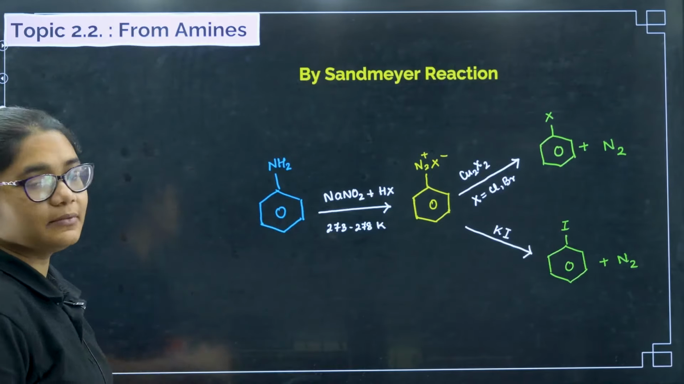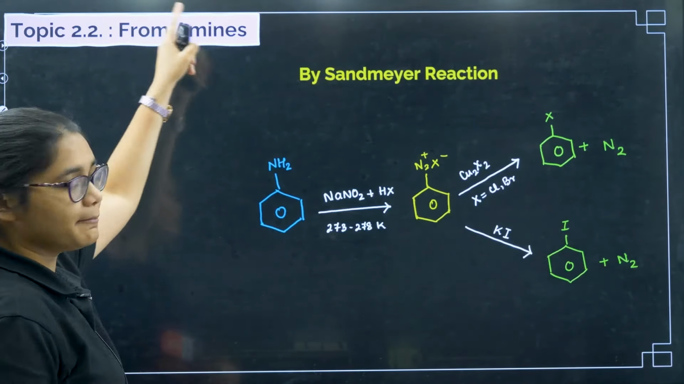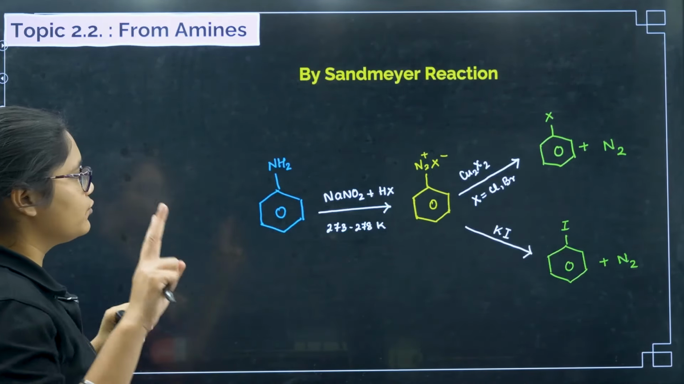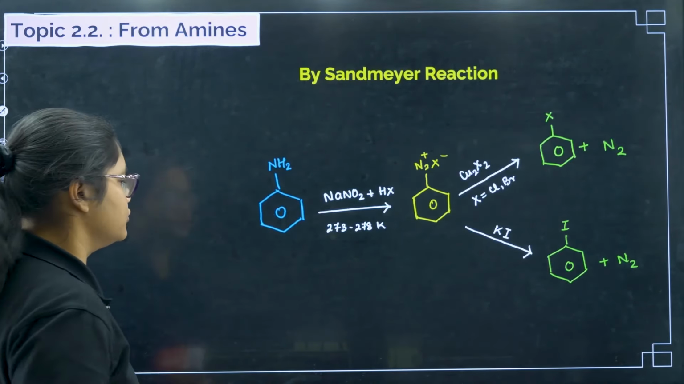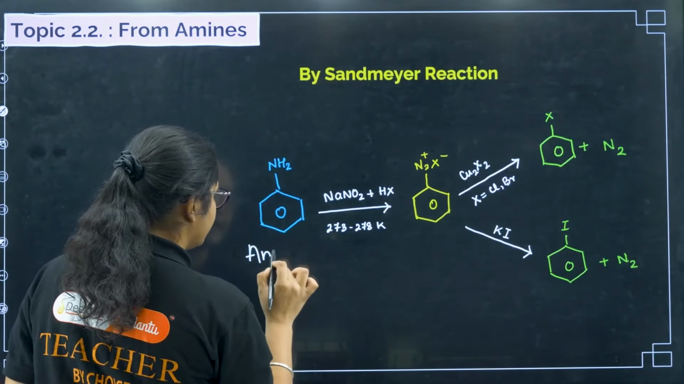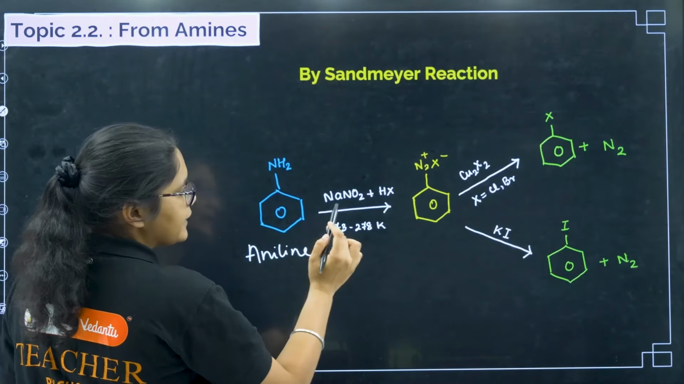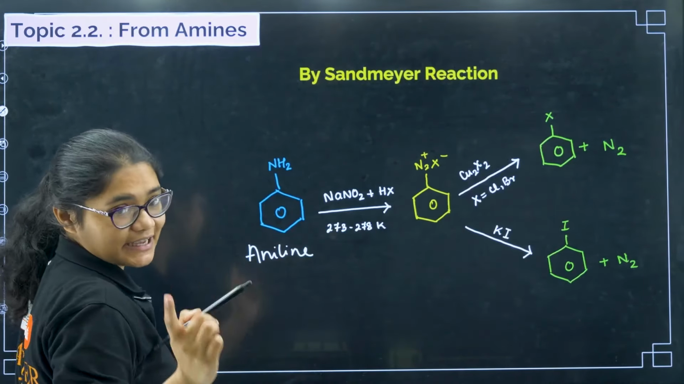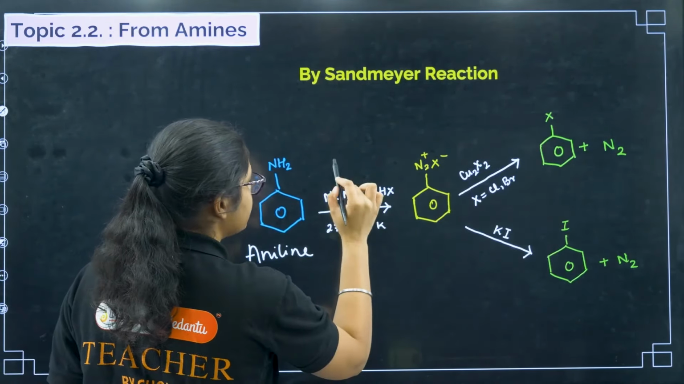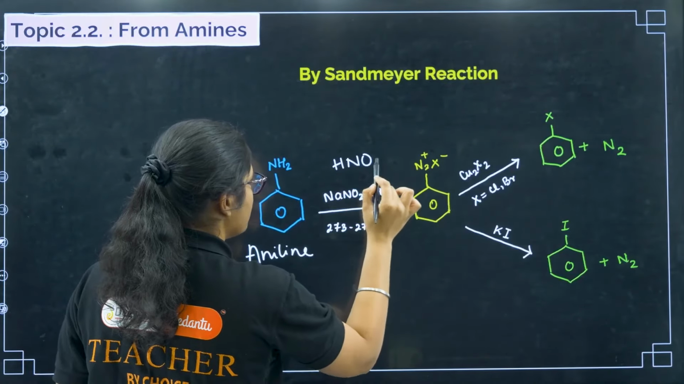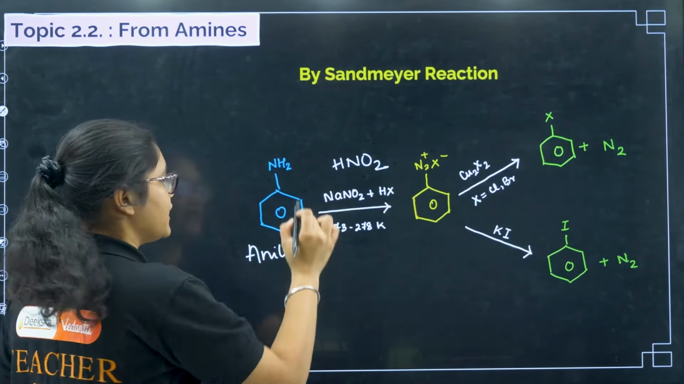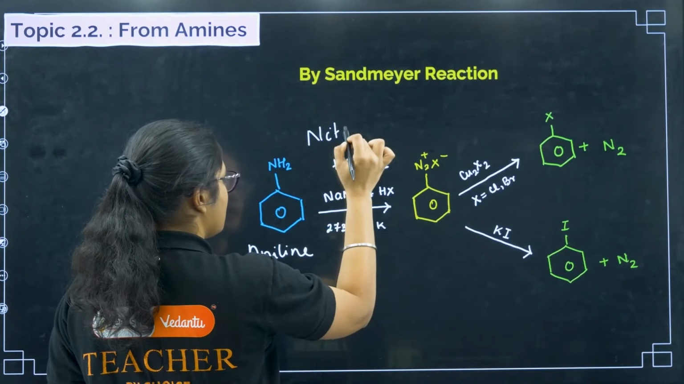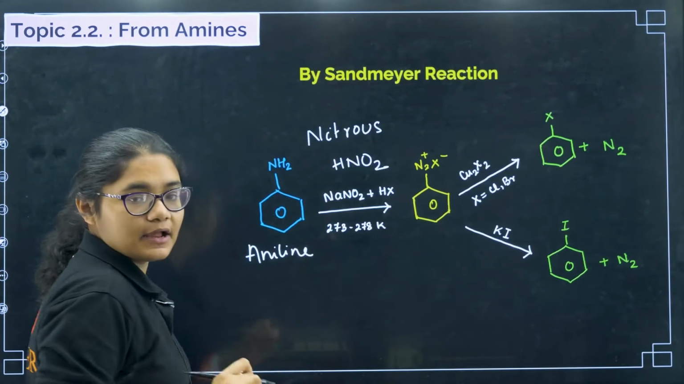Next we'll go to the Sandmeyer reaction. That is actually from amines, I told you. We have two here, Sandmeyer and Gattermann, but I have written only Sandmeyer; I'll show you the Gattermann also. First of all you have to take aniline and react it with NaNO2 plus HX. This whole thing can also be written as HNO2. Do not get confused if it is given as HNO2. This is called nitrous acid.